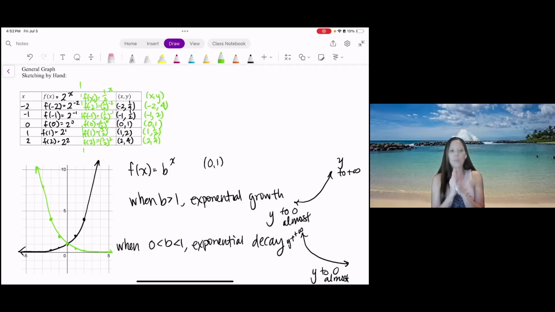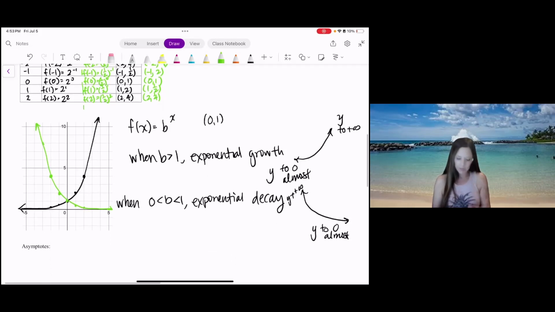As you can see, the black and the green graphs are reflections of each other across the y-axis. Think about it this way. It's a negative exponent. And remember, when you're talking about transformations, when you have a negative inside the function, it's a reflection across the y-axis. This makes sense.